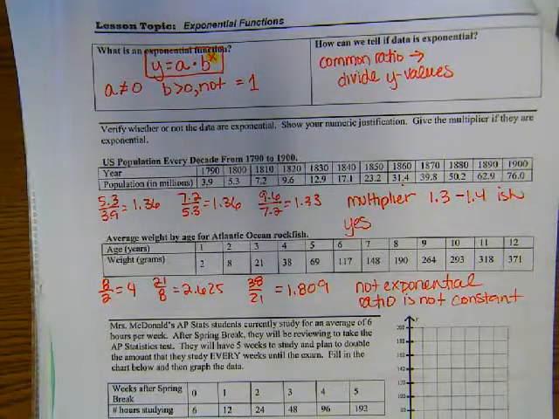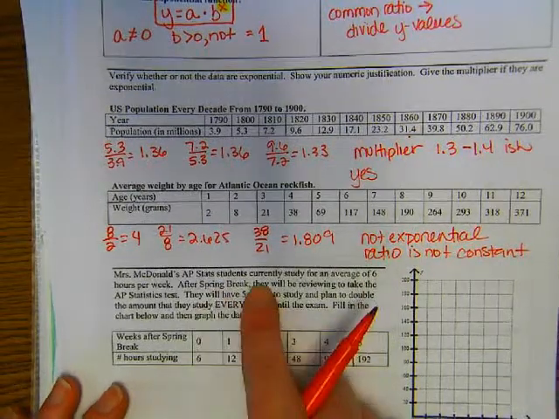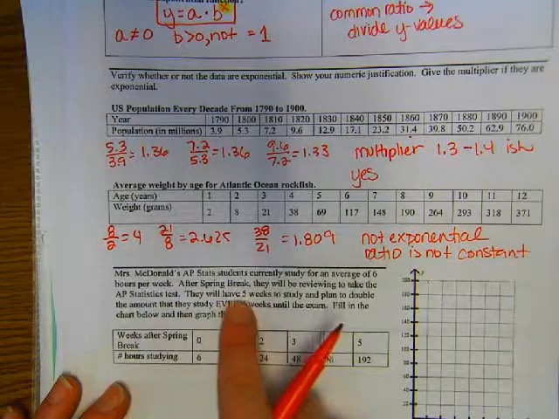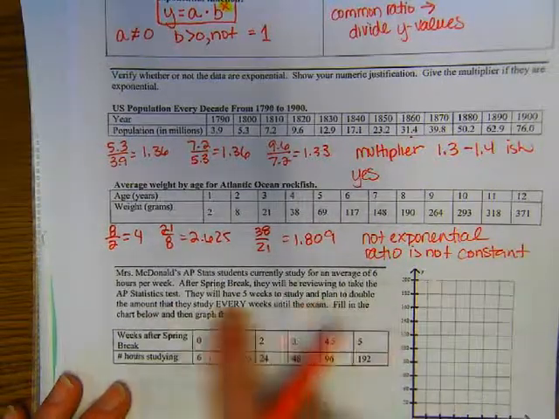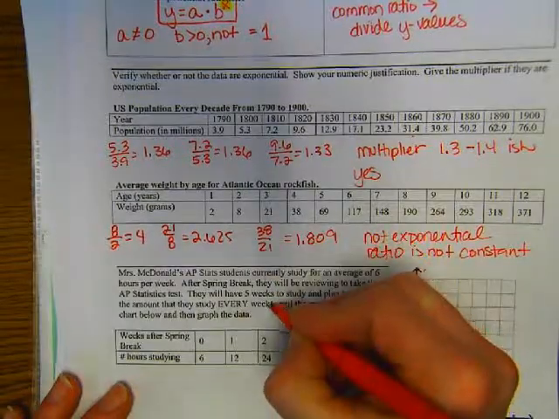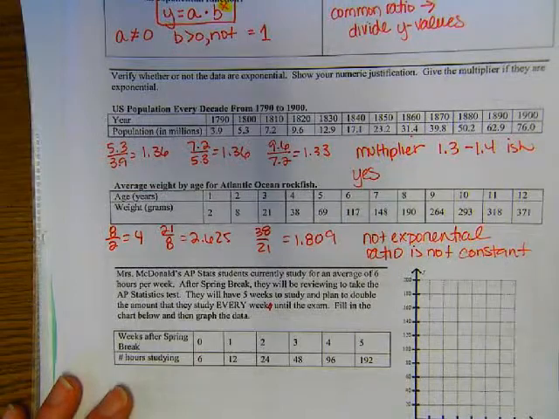Mrs. McDonald's AP Stat students currently study for an average of 6 hours per week. After spring break, they will be reviewing to take the AP Statistics test. They will have 5 weeks to study and plan to double the amount they study every week until the exam. Fill in the chart below and then graph. So it's filled in for you. I'm just supposed to make sense of this, okay?